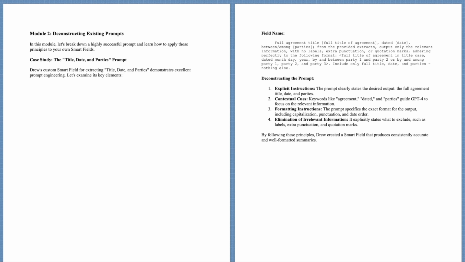4. Elimination of irrelevant information. It explicitly states what to exclude, such as labels, extra punctuation, and quotation marks. By following these principles, Drew created a smart field that produces consistently accurate and well-formatted summaries.